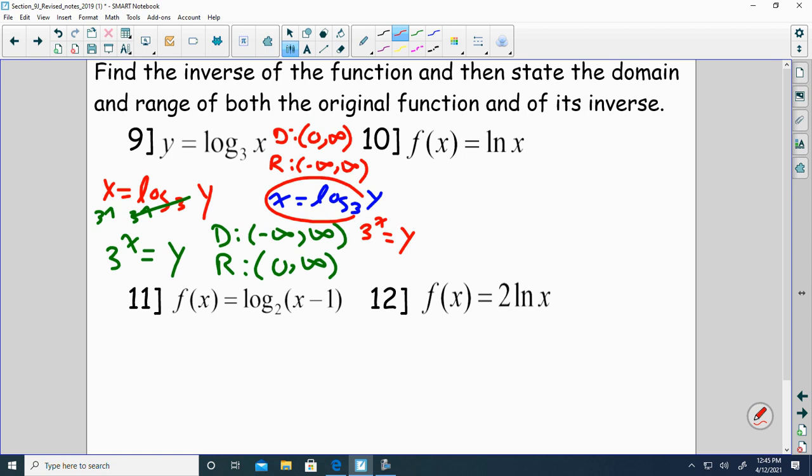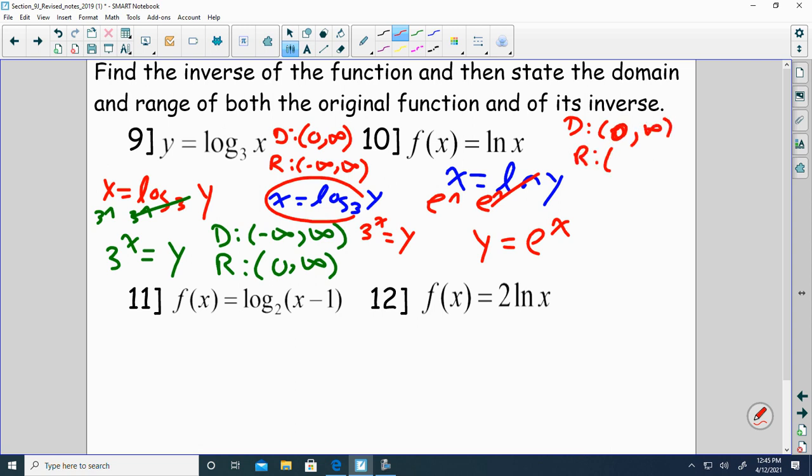Number 10, I'm going to make this x equals ln y. e undoes natural log. So I get e to the x. Oh, let's do the domain of the original. 0 to infinity. Range can indeed be negative numbers. So that means the domain of the inverse is going to be that. The range is going to be 0 to infinity. So you just flip-flop them.